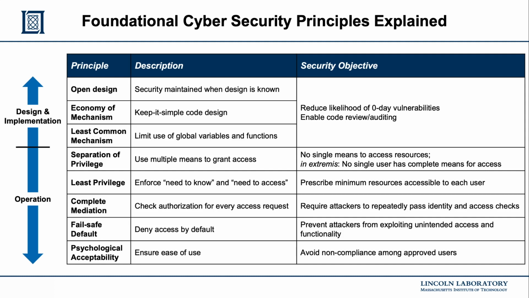The other 5 security principles that were laid out in this paper have more to do with the operation of a large-scale computing system. So things like separation of privilege and least privilege are meant to afford users only as much access as they need and limit the reach of any one person widely within the system. The principle of complete mediation is meant to require attackers to repeatedly pass checks, both for access and for identity, which makes it harder for a malicious presence to be maintained inside of a system.